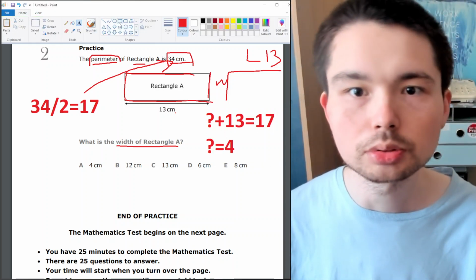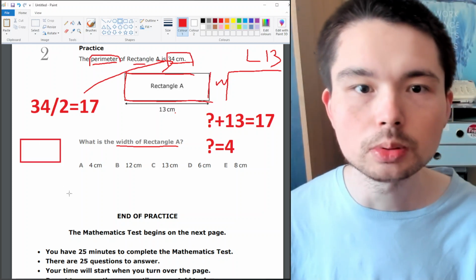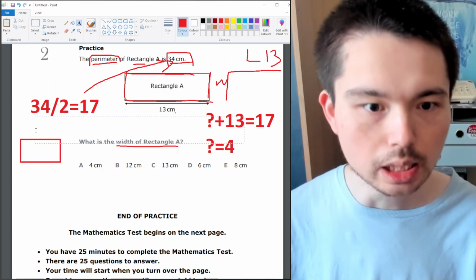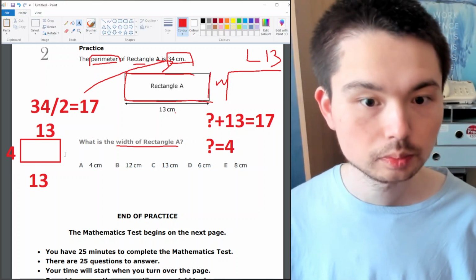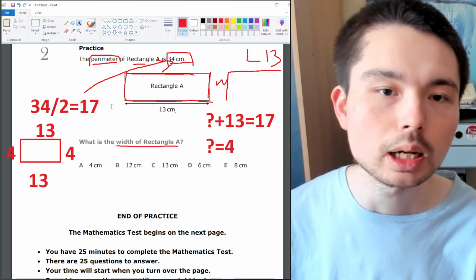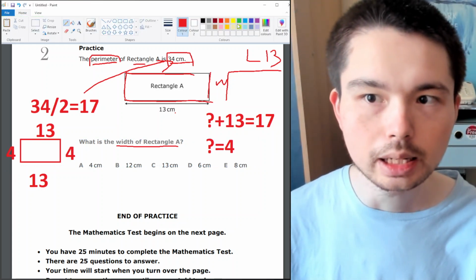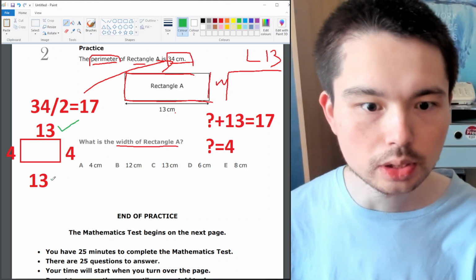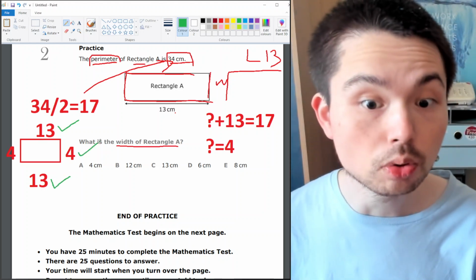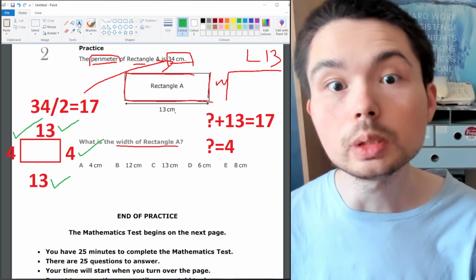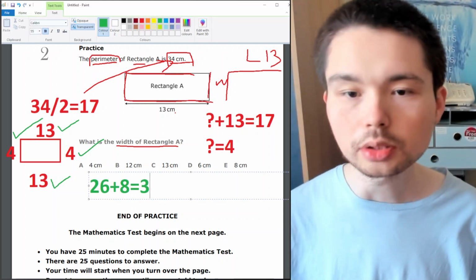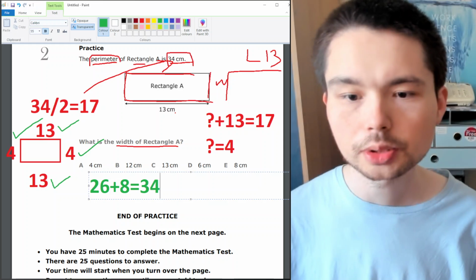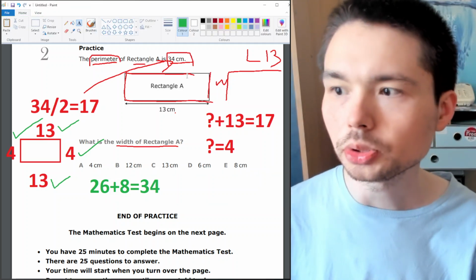If I quickly draw a rectangle here, label all the sides. 13 each. 4 here. If you add them all up, it works. A nice way to add them is 13 plus 13 is 26. 4 plus 4 is 8. We are good. 26 plus 8 is 34. Oops, 34. Good.